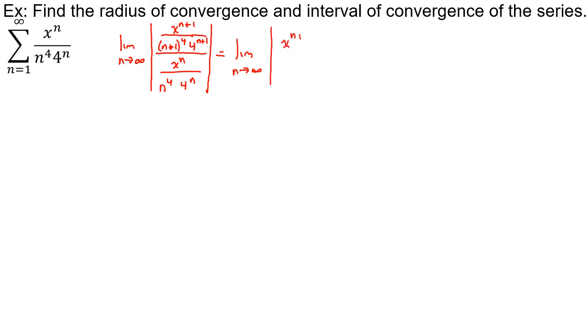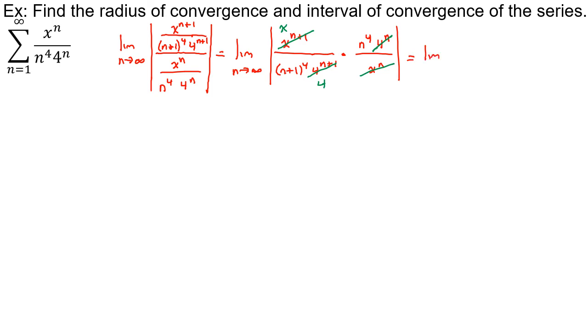I'll have x to the n plus 1 over n plus 1 to the 4th times 4 to the n plus 1, times n to the 4th, 4 to the n, over x to the n. Now some of this stuff does cancel. Just like on all the other ones, the x to the n will cancel with the x to the n plus 1 to leave you just an x. The 4 to the n and the 4 to the n plus 1 will do the same thing. If you subtract your powers, you'll end up with a 4 left on the bottom.